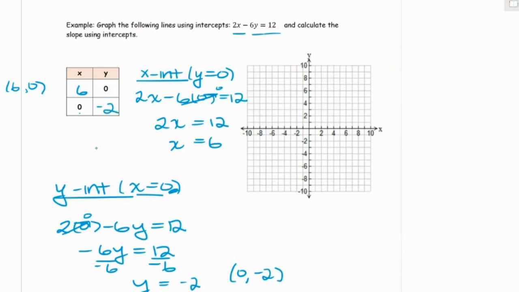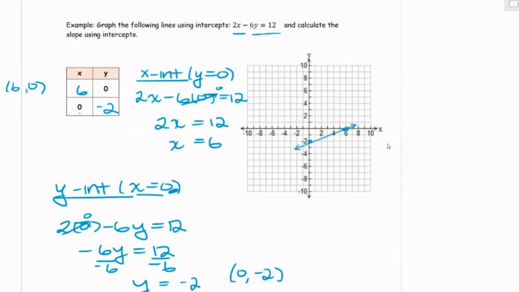Okay, let's graph these. 0, negative 2 is here, and 6, 0 is here. As long as we have 2 points, we can graph a line. So using my trusted ruler, there you go. We have our line, almost. I could adjust this a little bit to go through the points a little bit more, but it's giving me a hard time.